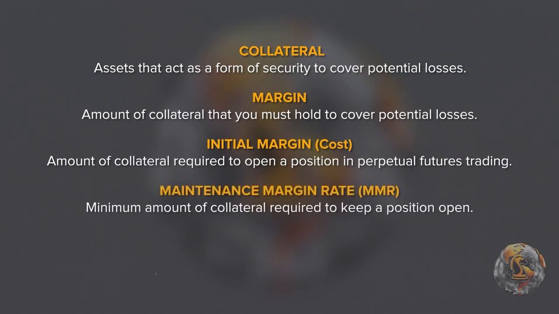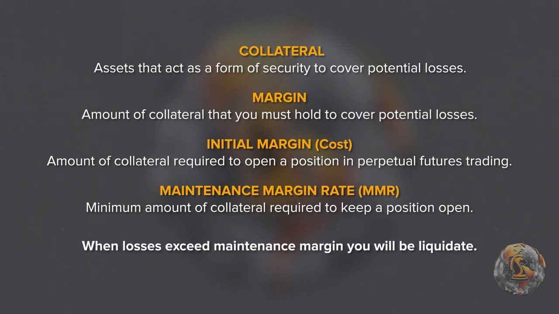Then we have the maintenance margin rate, MMR. The maintenance margin is the minimum amount of collateral required to keep a position open in perpetual futures. So once you're actually in the position and it's in profit or in loss, you have what's called a maintenance margin that you have to maintain. It's a percentage you must maintain in order to keep that position from getting liquidated. When the losses exceed your maintenance margin, you'll be liquidated. The maintenance margin rate is a percentage of the notional size of your position. It's very, very, very important.